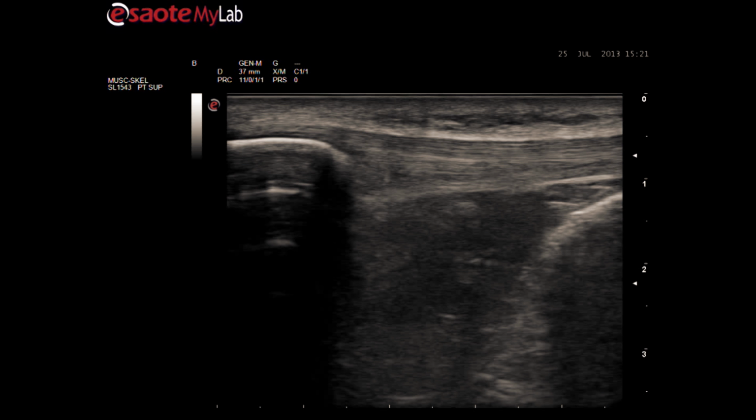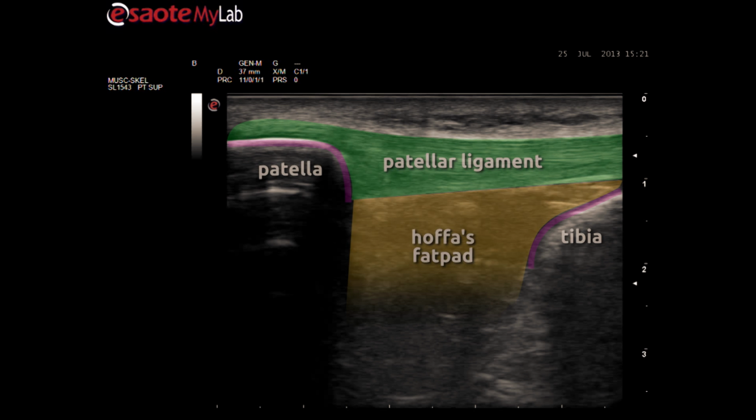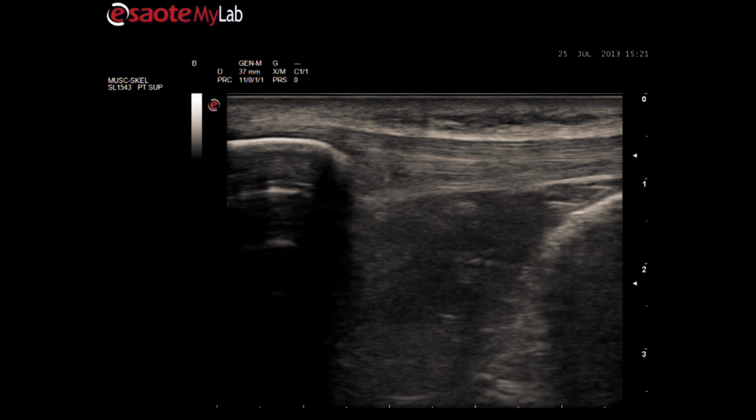See the bright white horizontal line at the top left of the clip. This is the patella. Bones cannot be penetrated by the ultrasound beam, so the ultrasound will be reflected. Because of this, a big black acoustic shadow can be found behind all bones. The patellar ligament attaches to the patella, and the gray patellar ligament fibers can be followed horizontally to the top right side of the screen.